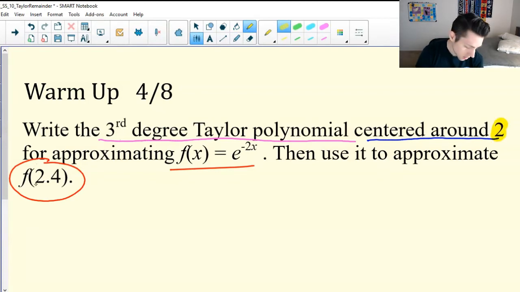Note that the thing we're trying to approximate is pretty close to what we're centered around. We're centered around 2, so 2.4 is close, and this Taylor polynomial will probably give us a pretty good approximation. If we centered it around 2 and then wanted to know f of 13, that's probably not as good of a value that we're going to get. But we were approximating 2.4, so it'll probably be pretty decent.